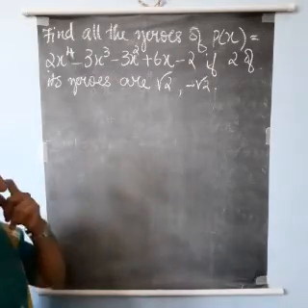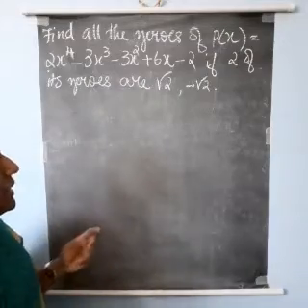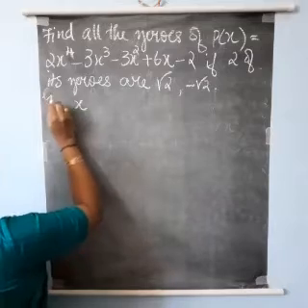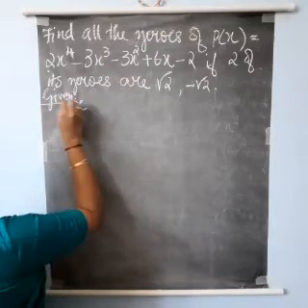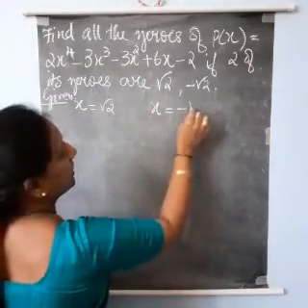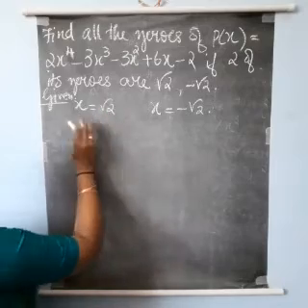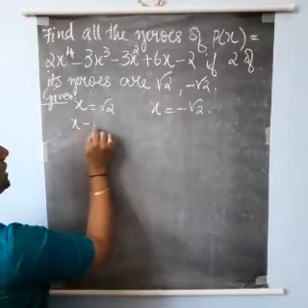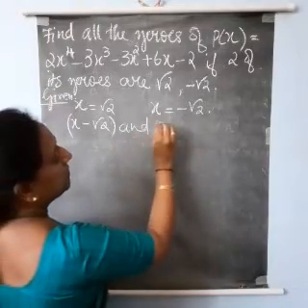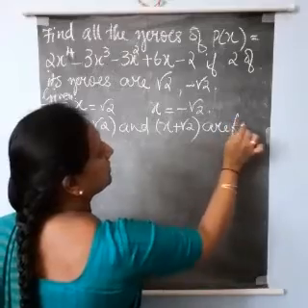Now for that, what we should do is, first we have to form the divisor. The zeros are given. That means x is equal to root 2 and x is equal to minus root 2. These two things are given. Now when I transpose, what will I get? X minus root 2 and x plus root 2 are factors.